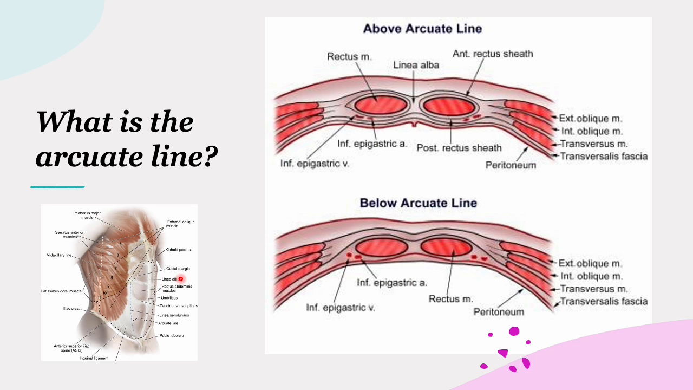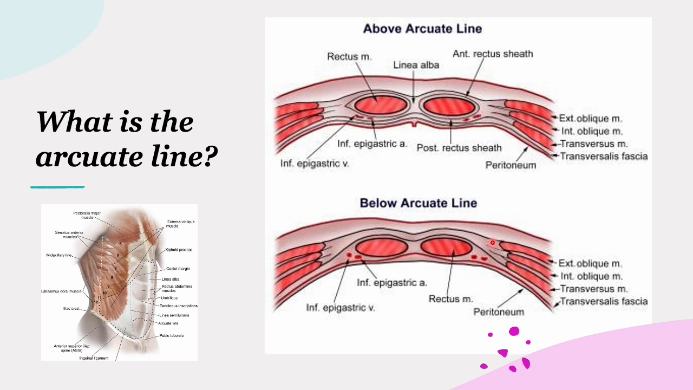So what is it? The arcuate line is a horizontal line that demarcates the lower limit of the posterior layer of the rectus sheath. Superior to the arcuate line, as you see here, the internal oblique splits and goes anterior and posterior to the rectus abdominis. So you have an anterior sheath and then you have a posterior rectus sheath.